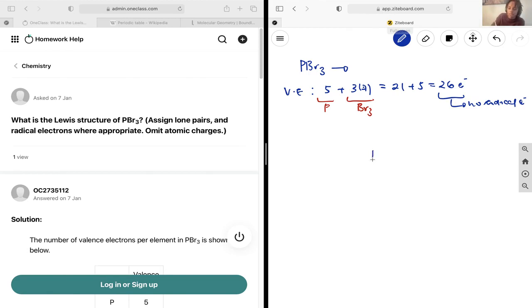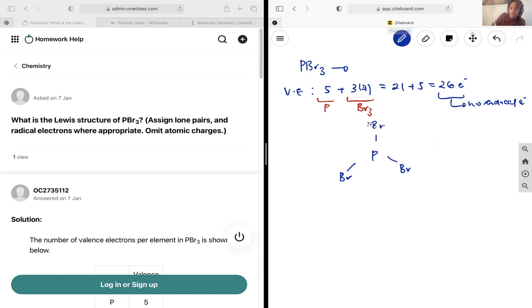Let's go ahead and create our skeleton. We're going to have P in the middle, and then Br, Br, Br. If you'd like to know why I've chosen P as the central, we know that the central atom should be the one that can make the most bonds. We can calculate how many bonds each one of them can make. The bromine can make 8 minus the valence electrons, so that's 8 minus 7, so each can make 1 bond. Meanwhile, the phosphorus can make 8 minus 5, so 3 bonds. And so it can make more bonds, so it should be the central.